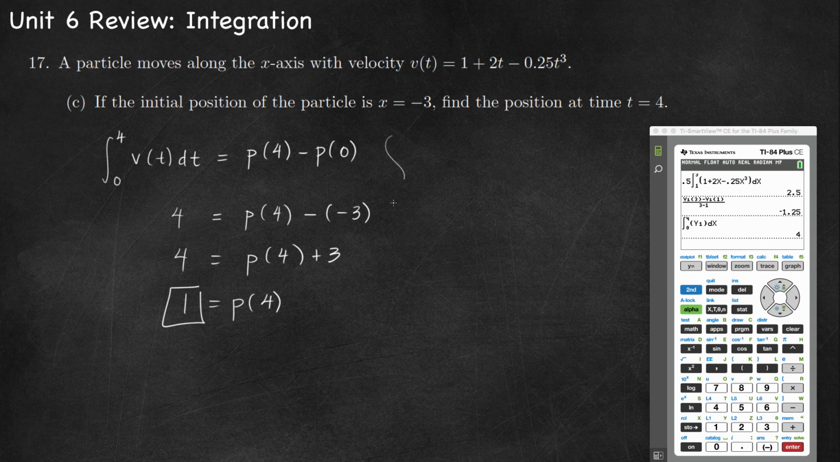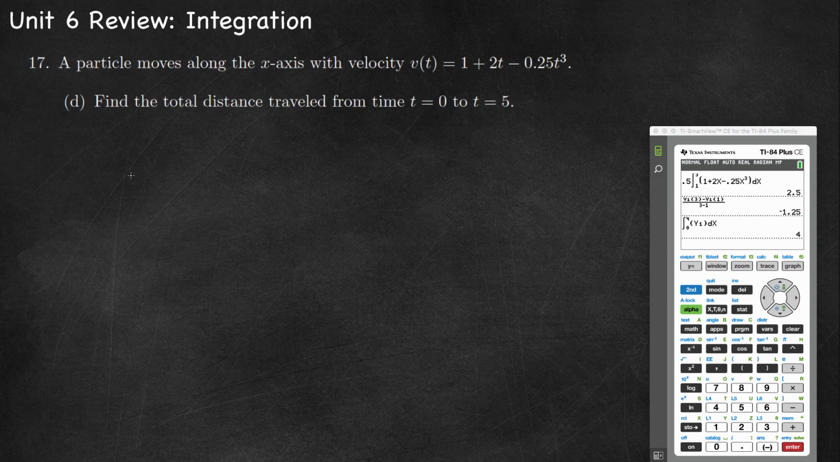Another way of thinking about that, the integral gives us the change in position. So at time 0, the position was -3. That's where it was at time 0. And then we integrated from 0 to 4, and we got 4. So if you add the change in position to the initial position, you get the final position. That would give us the 1.